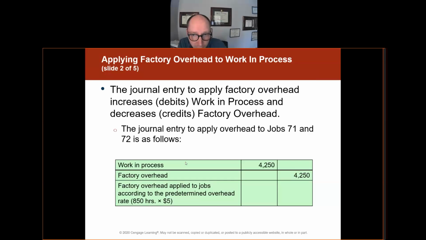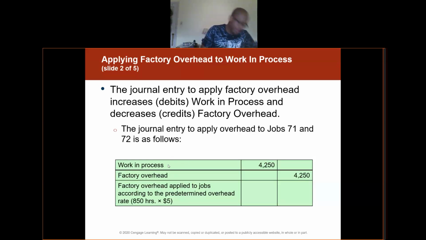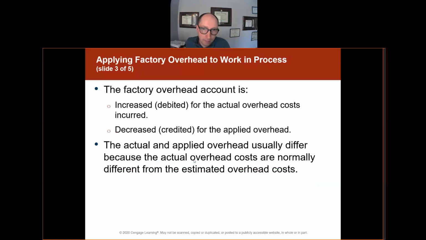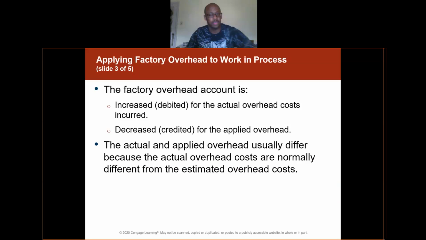The journal entry for the factory overhead is we debit work in process and we credit factory overhead. Debit work in process, credit factory overhead. This is how we apply the factory overhead to the work in process.